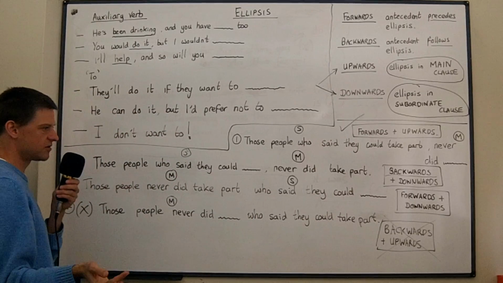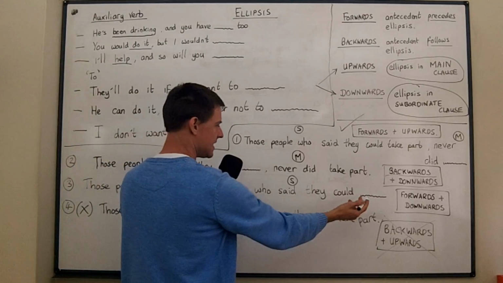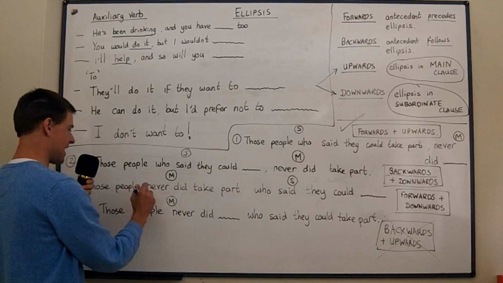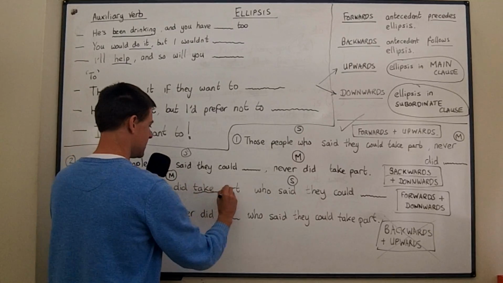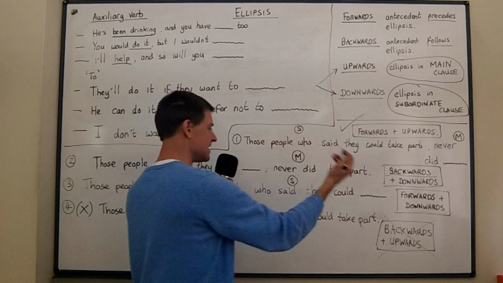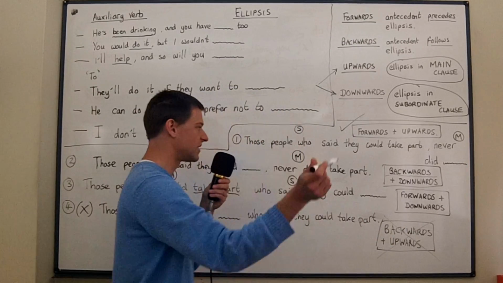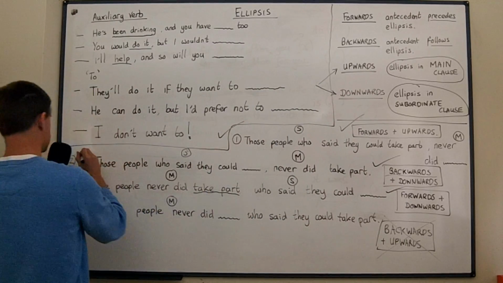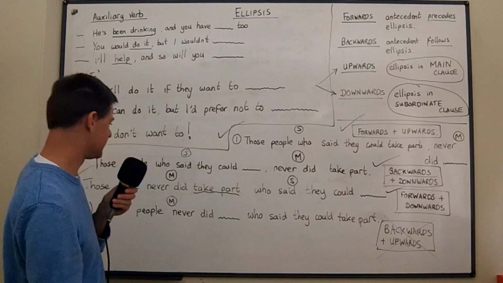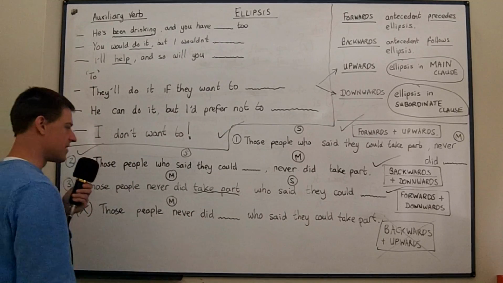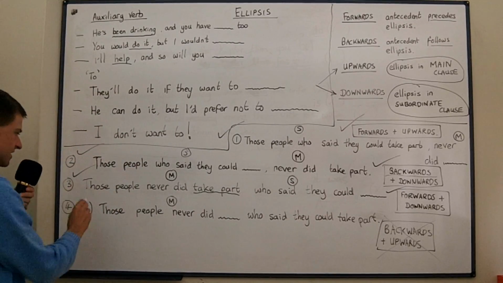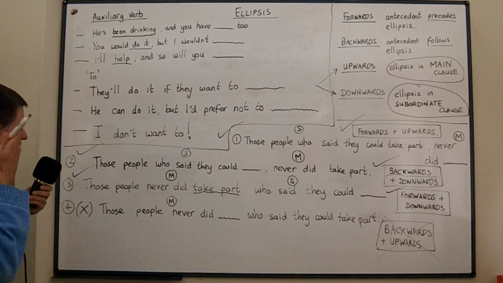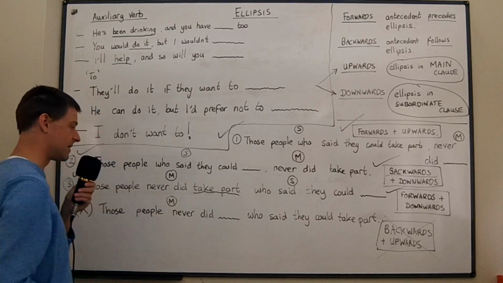Okay, now here I hope you can see that the ellipsis is in the subordinate clause, and of course we have the antecedent, take part, coming first, and the ellipsis coming second. So we say forwards and downwards, and that's okay. Yeah, this one's okay. 1, 2 and 3 are all okay. 1's correct, 2's correct, 3's correct. The problem is number 4. When you say those people never did who said they could take part, this is incorrect. You cannot go backwards and upwards. You can't have the ellipsis coming first and in the main clause.